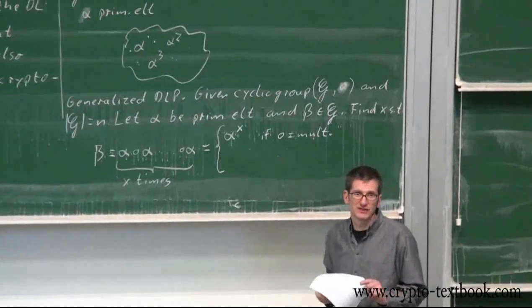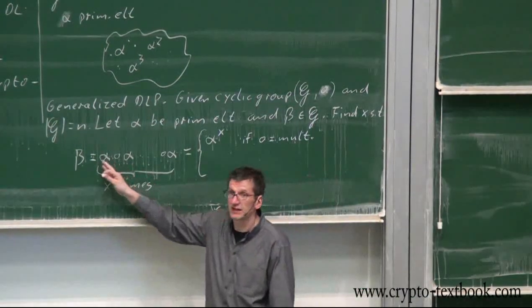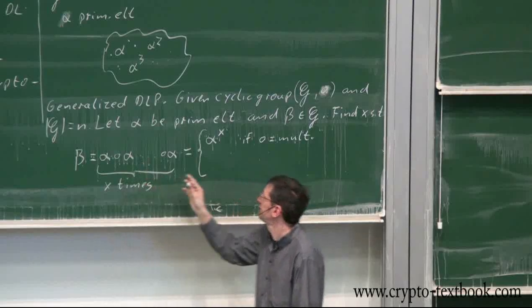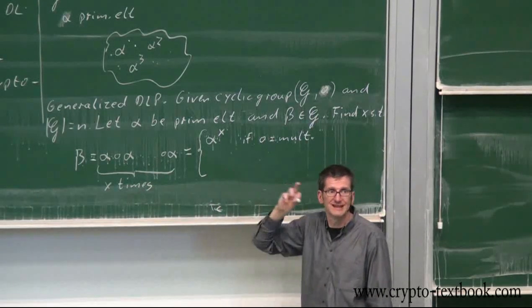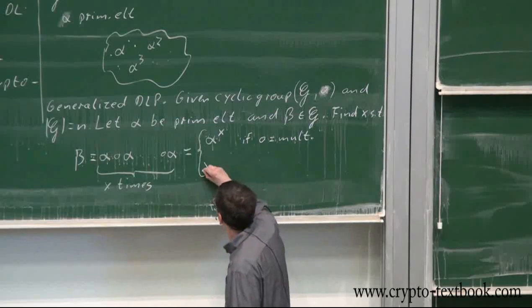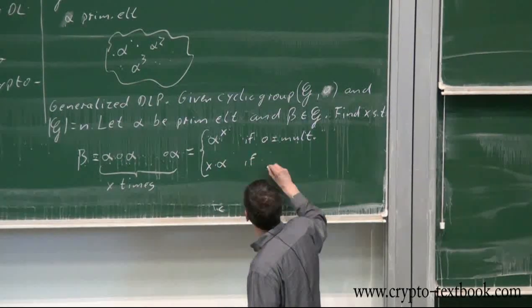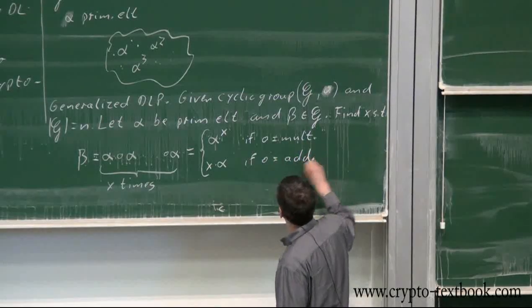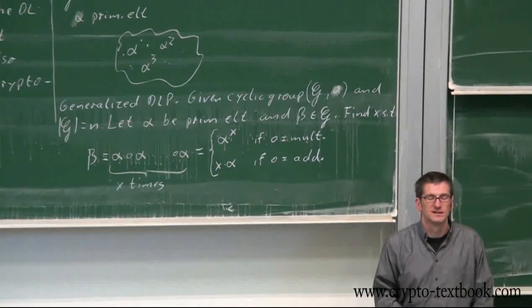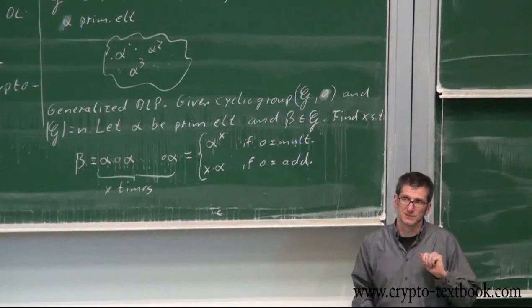Now my question is, what about the other case, if this is additive, alpha plus alpha plus alpha plus alpha, what is the notation here? What do I have to write down here? x times alpha. And I can tell you where the confusion is.